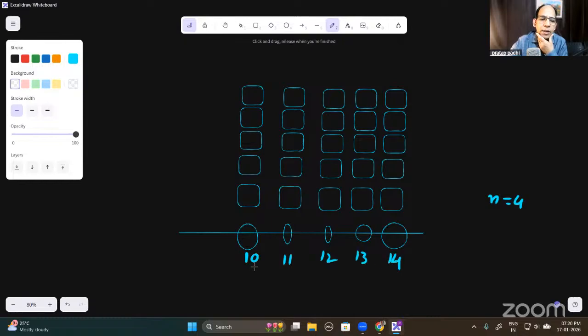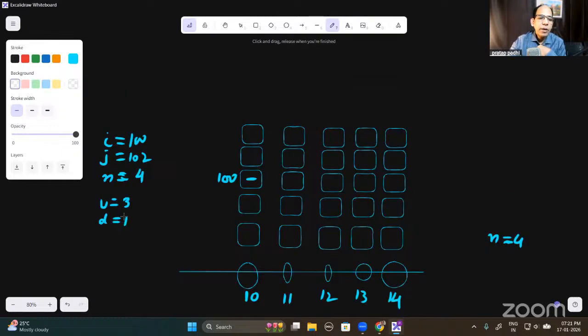10, 11, 12, 13, 14. So n is the gap. From 10 to 14, I'm allowed to play 4 times. 1, 2, 3, 4. N is 4 here. And suppose I'm here at 100, and in 4 times I want to make 102. So i is 100, j is 102, n is 4, and number of steps u minus d. I need one loss: if I lose once and win 3 times, I will reach 102 from 100. That we know.